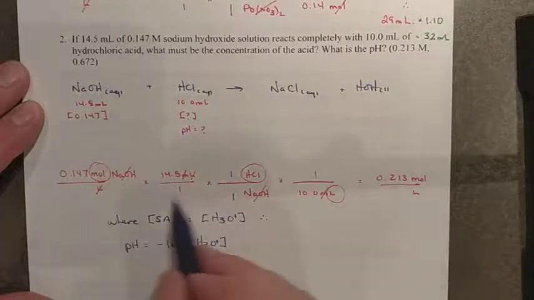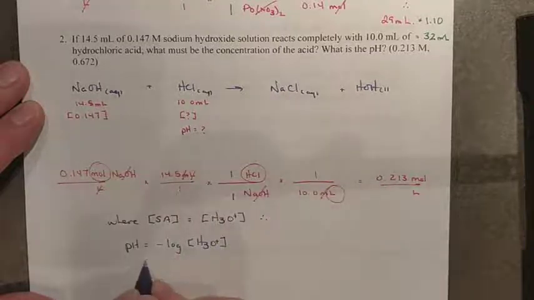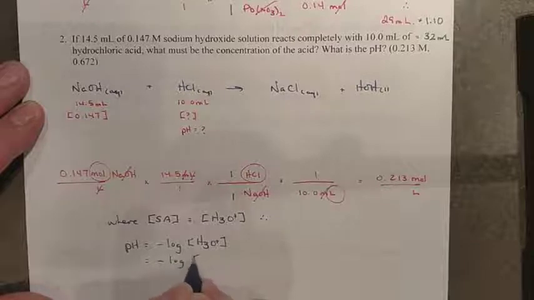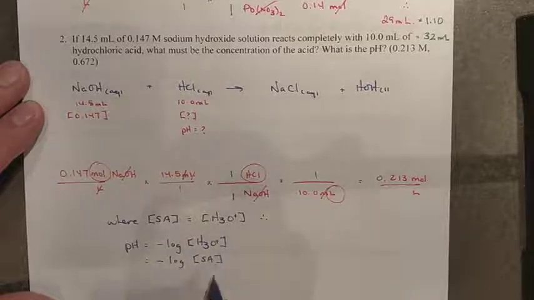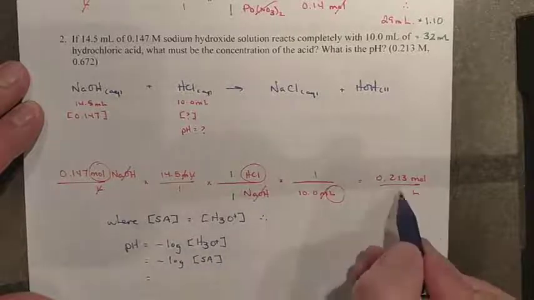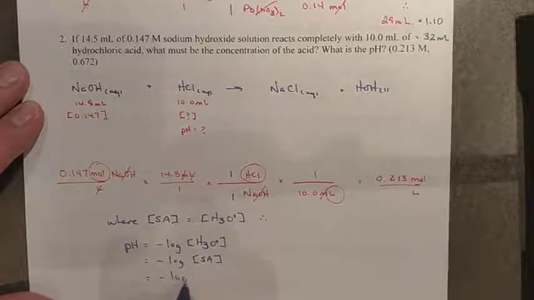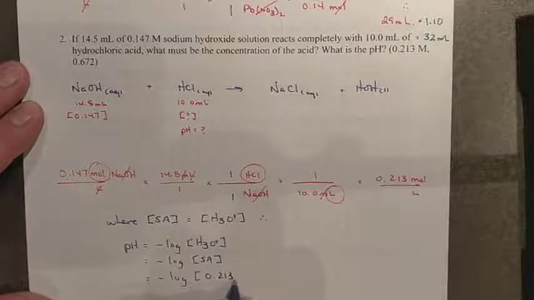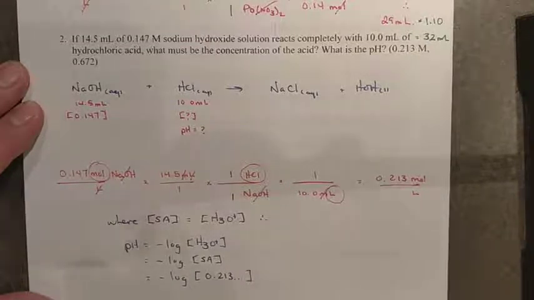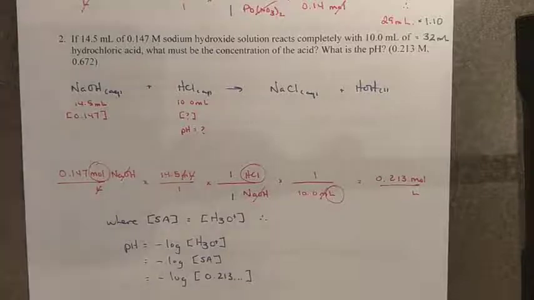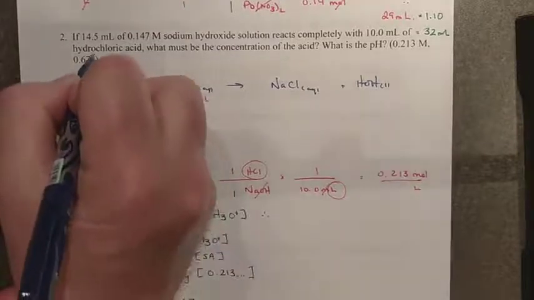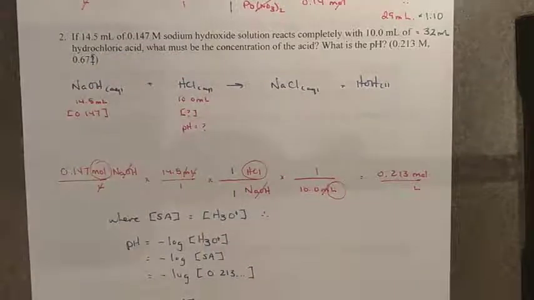So therefore, the pH of that acid solution would be negative log of your hydronium. But in this case, since we don't see it in the equation, it would be negative log of your strong acid, which is HCl, which we just found out to be 0.213. All right, so for that one then, the pH, when we calculate this one out, will work out to 0.671. Mistake right there. 0.671 as we calculate it.